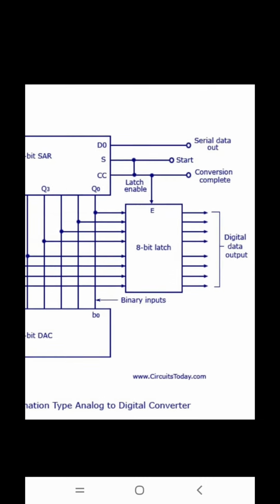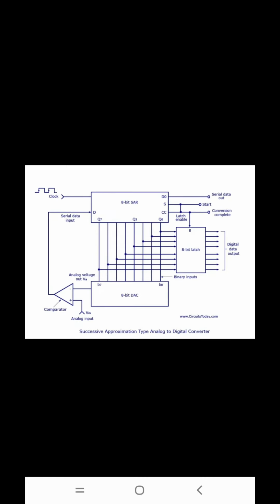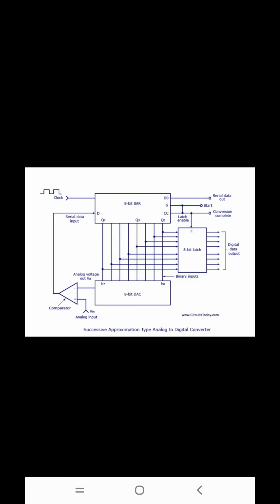Here is the conversion complete pin. This conversion complete signal goes high to indicate that the parallel output lines contain valid data. The CC signal enables the latch, and the digital data appears at the output of the latch here.